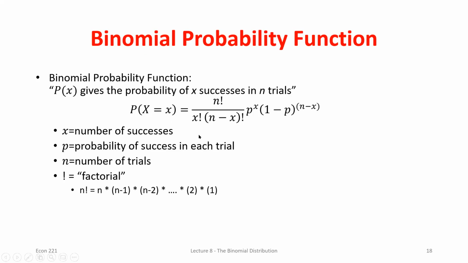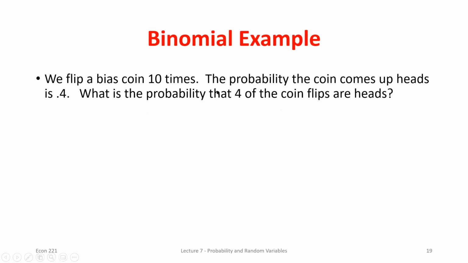Any questions on this before we keep moving? Okay. So let's just work through an example with some values here. Let's say instead of 100, I want to flip a coin 10 times. Okay. And let's say this is a weighted coin, so the probability this coin comes up heads is only 0.4. Okay.